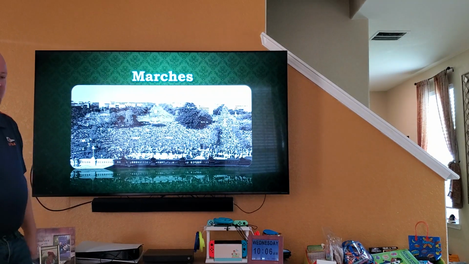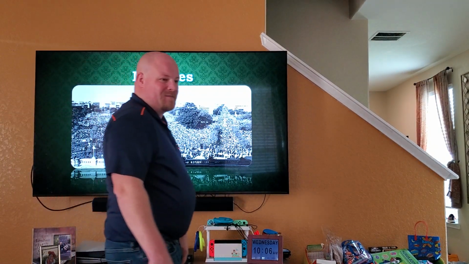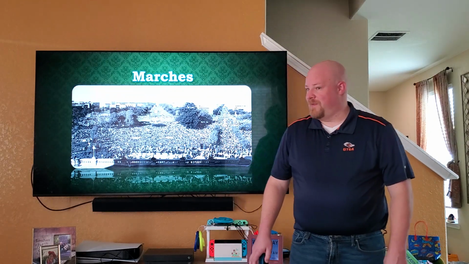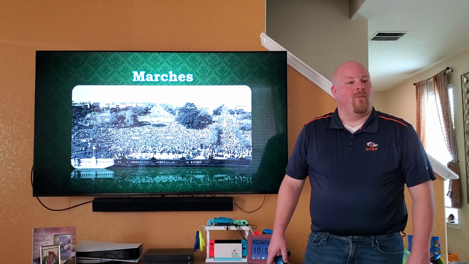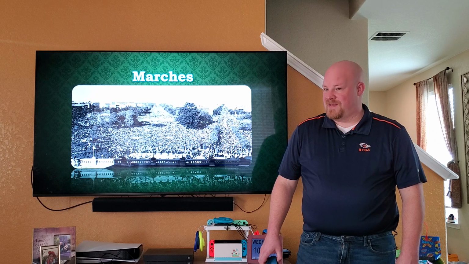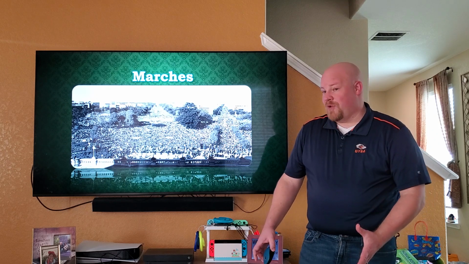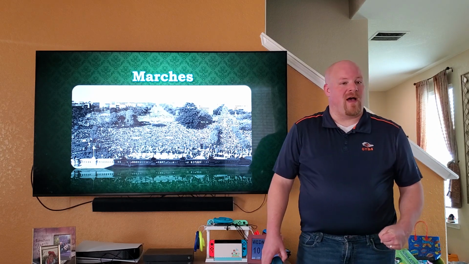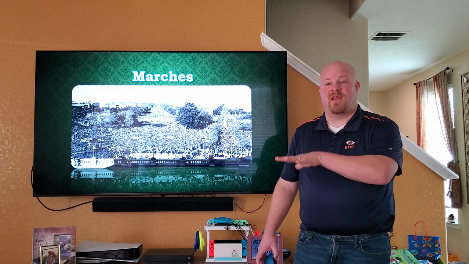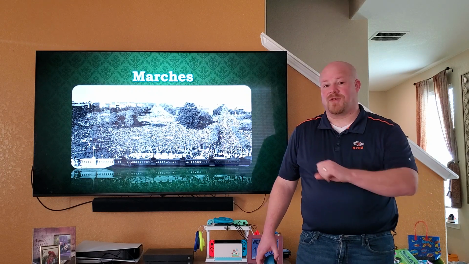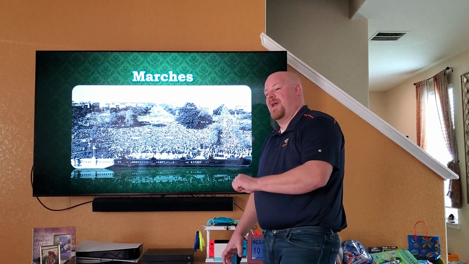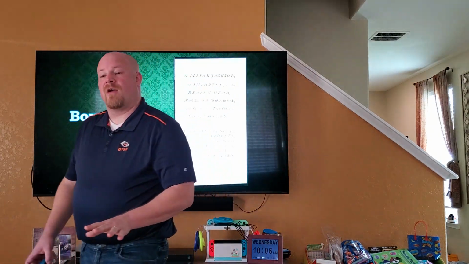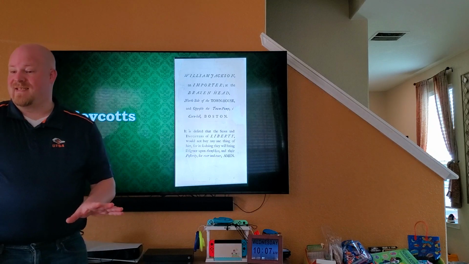Forms of direct action. Does anyone recognize this? Rocky. It is the Million Man March. Yes, marches are very visible. They show unity. They show a problem is widespread. Now, we are not going to be covering any marches today. We're actually going to be talking about the Million Man March later this week. We are going to be covering a boycott today.